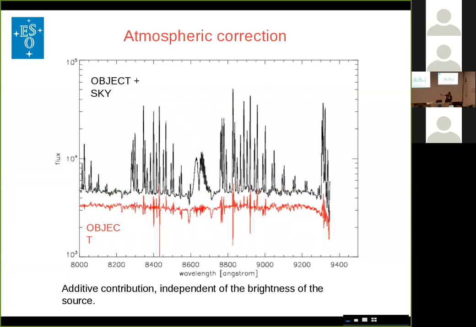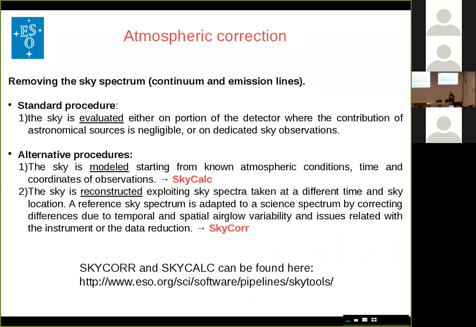So this is just to illustrate. This is what you observe, object plus sky, and in the middle of the forest here, you have to recover your signal. This is just the object. This is with the contribution of the sky. Note that this is on a logarithmic scale, not linear, so the difference is high. So there are two problems here. The sky contribution, which is an additive one.